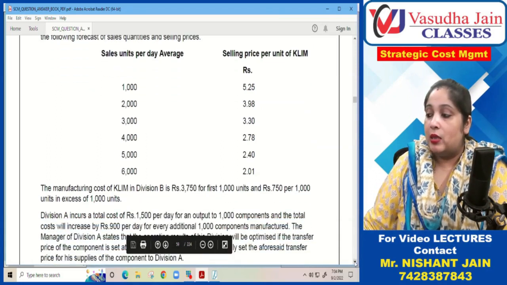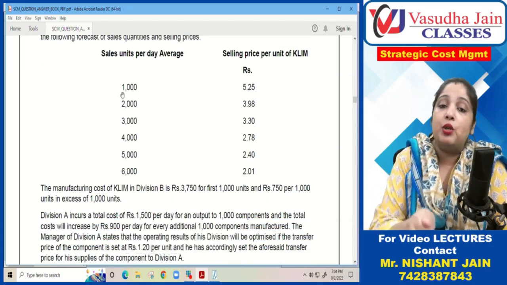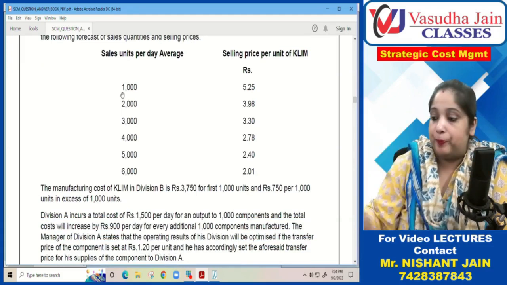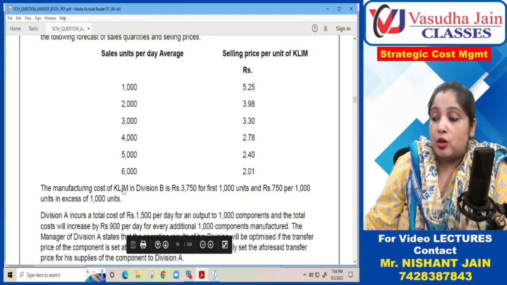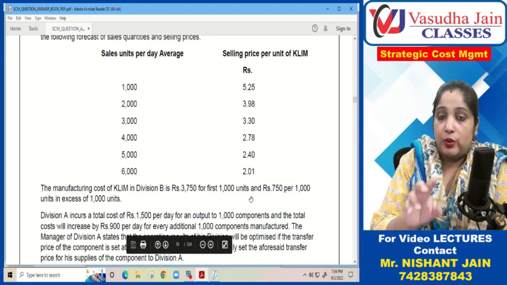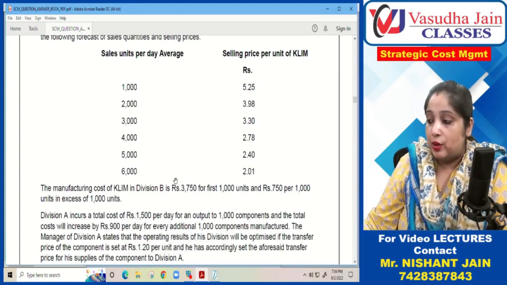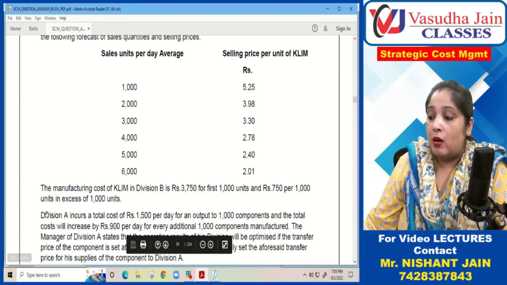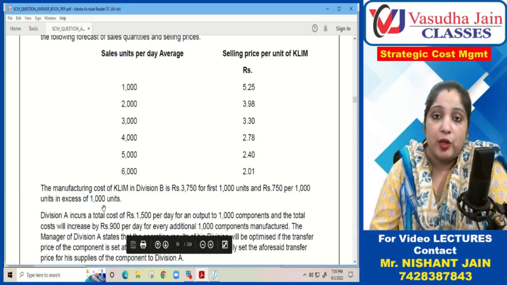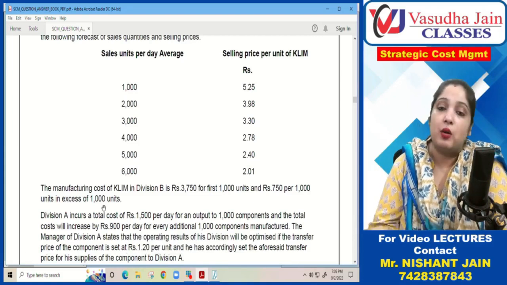So this is a sale of which product? KLIM, which is manufactured by division B. Division B uses a raw material which is manufactured by division A. Now the manufacturing cost of KLIM in division B is 3750 for the first 1000 units, and rupees 750 per 1000 units in excess of 1000 units. So if you manufacture 1000 units more, you have to incur 750 rupees more.